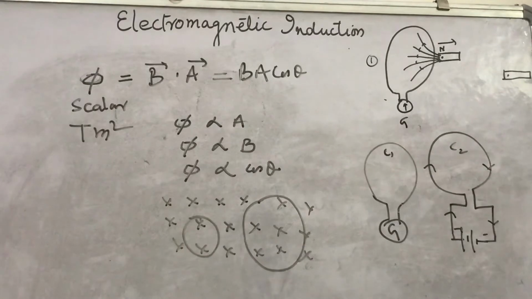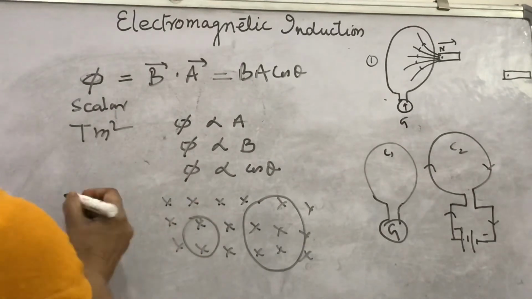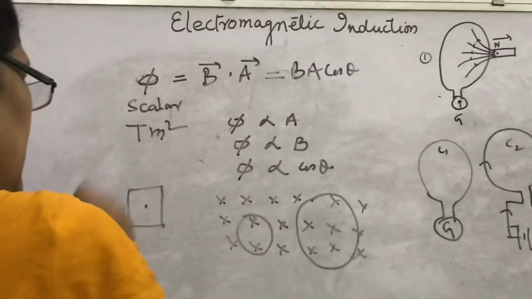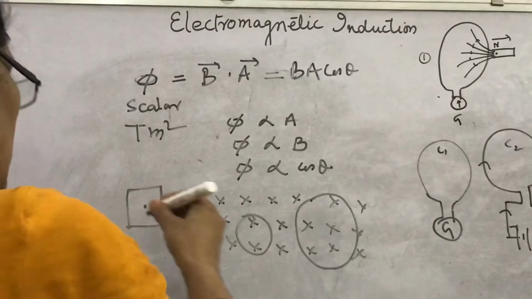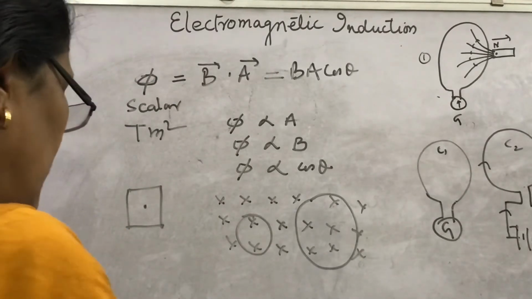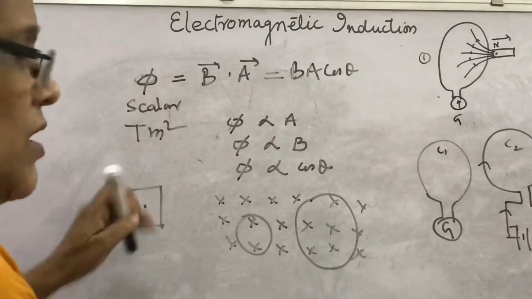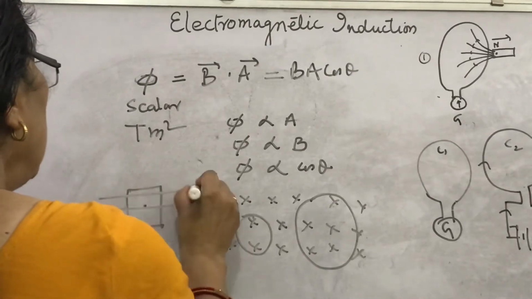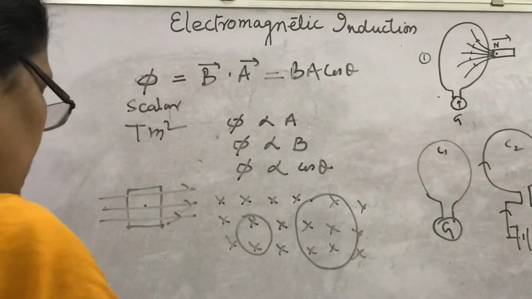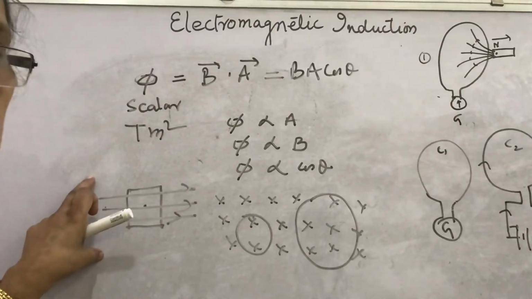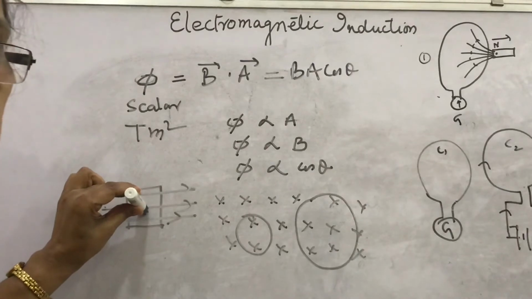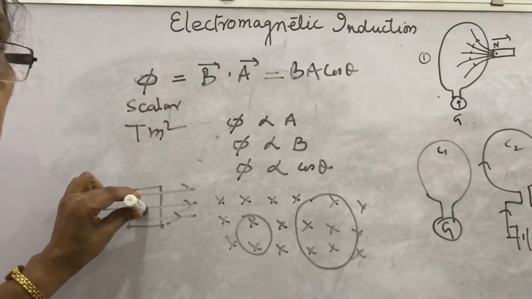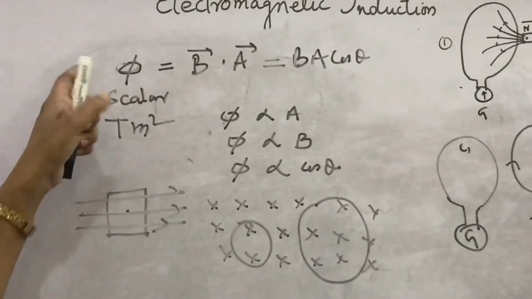And cos theta, how can you say that? Suppose there is a loop placed here in the magnetic field, and this is the normal on the loop. Magnetic field lines are, suppose, in this way. Can you tell me what the magnetic flux is in this situation? What is theta? 90. Cos 90 is 0. What will be the magnetic flux?